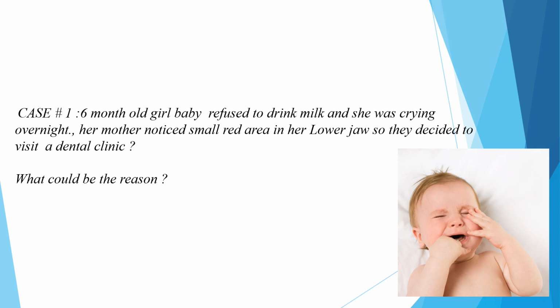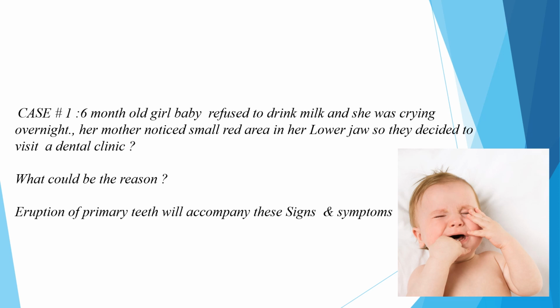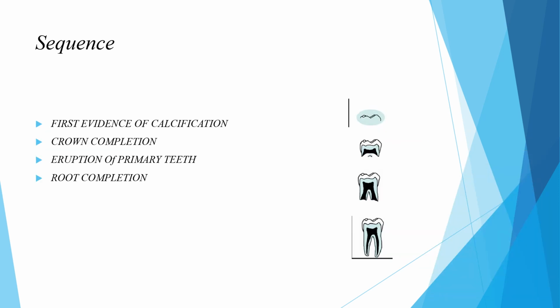Let's see about the case scenario 1. A 6-month-old baby girl refused to drink milk and she was crying overnight. Her mother noticed a small red area in her lower jaw, so they decided to visit a dental clinic. What could be the reason? Yes, eruption of primary teeth will accompany these signs and symptoms.